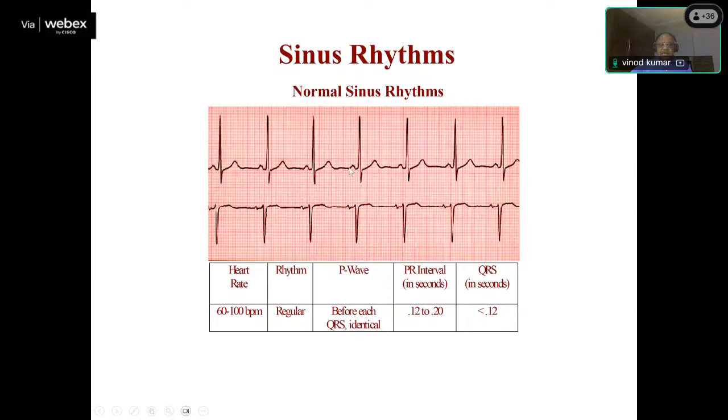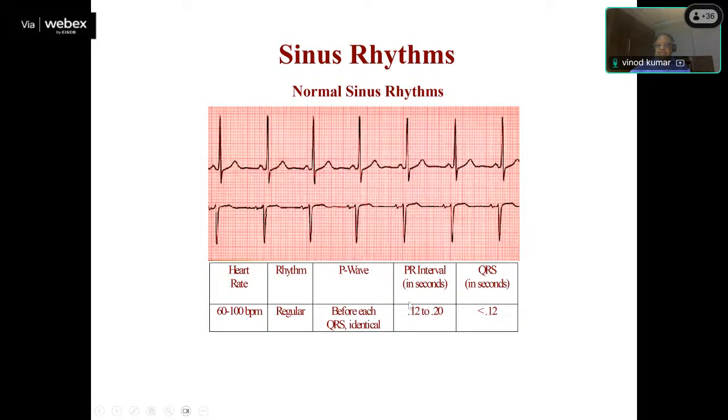In this particular diagram, you will see that the duration changes between each R to R peak. The duration is not constant, but the change is very small. So heart rate is between 60 to 100 beats per minute. Rhythm is regular. P wave is always before R wave. This is the P wave, then the R wave. P wave followed by R wave, so there is a P wave before each QRS.